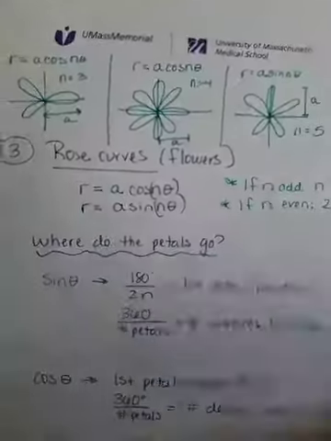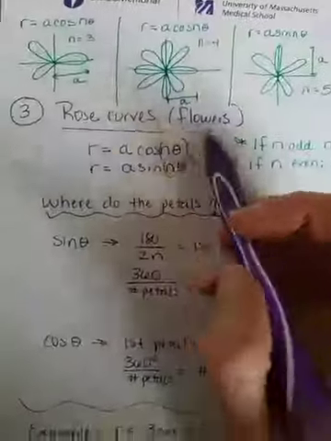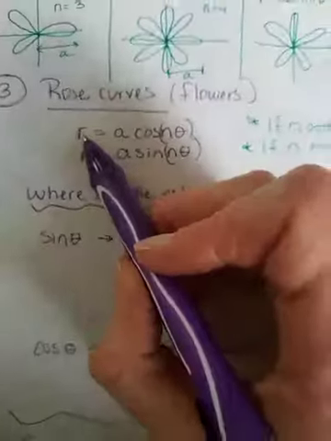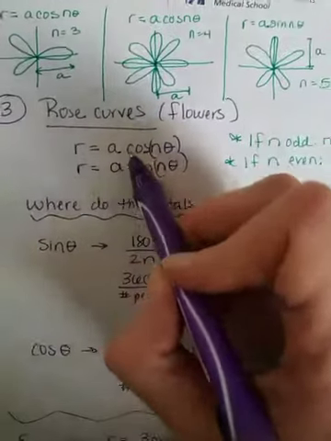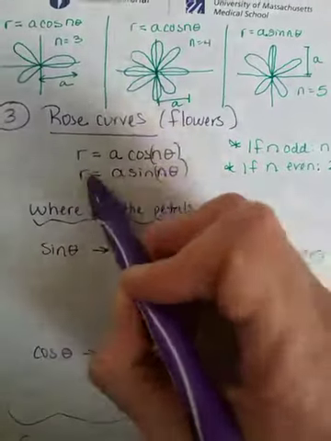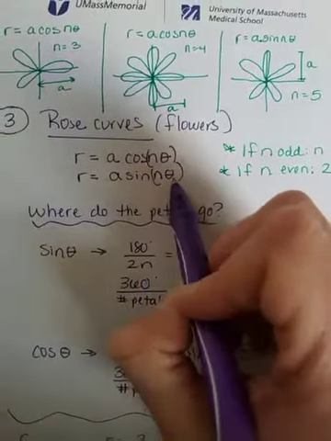Guys, the third type is the rose curve, which we refer to as flowers. The form that they look like is this: r equals a cosine of quantity n theta, and r equals a sine of quantity n theta.